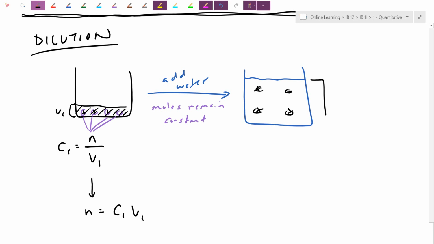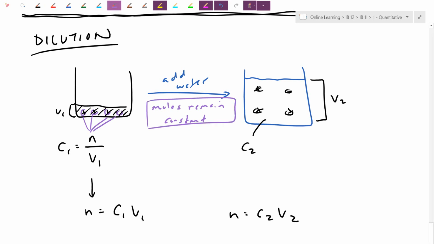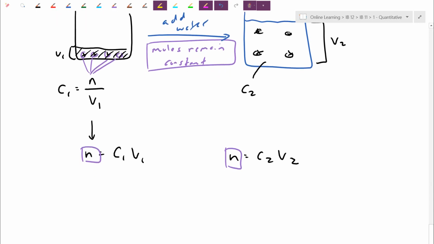after you add water to it and we're finally at a V2, now that we're at a new volume, I know the color intensity is going to be a lot less. I know the taste is going to be a lot less strong as well. This one here will similarly have a C2 and a V2, but if I multiply those two, N is also equal to C2 V2, and we just said the moles remain constant. The N here, I had 4 X's before, I still have 4 X's afterwards. It allows me to make these two equal.